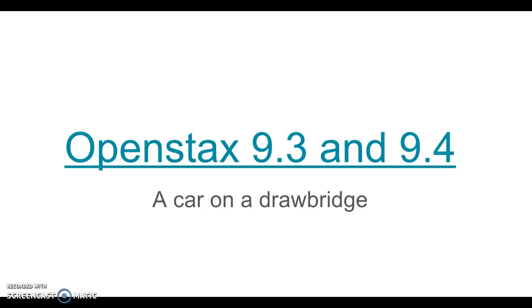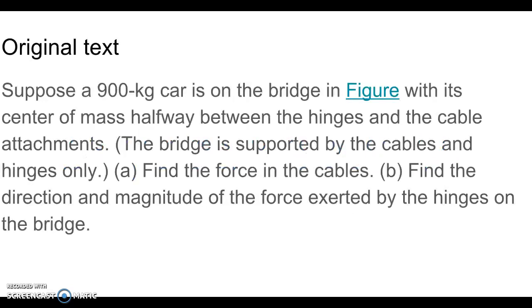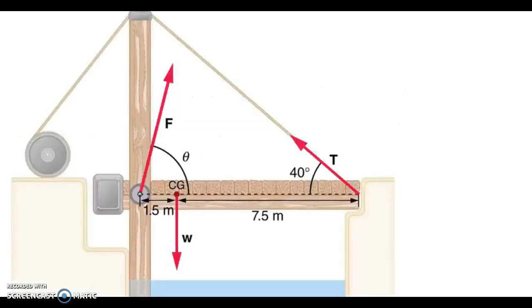It has to do with a car on a drawbridge. Here's the original text. We have a 900 kilogram car on the bridge, and the center of mass is halfway between the hinges and the cable attachments. The bridge is supported by the cables and the hinge. Find the force in the cable, and find the direction and magnitude of the force exerted by the hinge on the bridge. Sounds complicated until you look at the diagram.